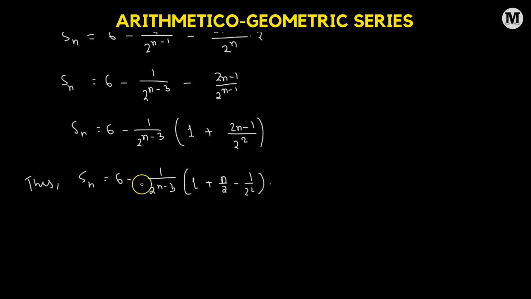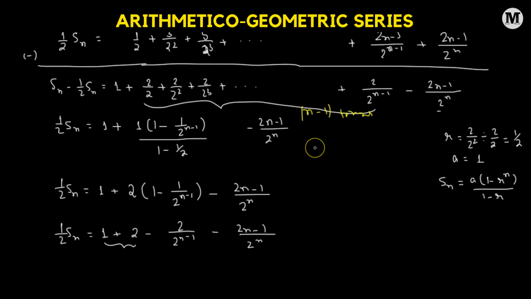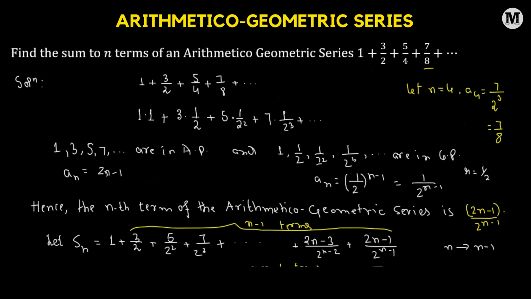Thus, Sn equals 6 minus 1 over 2 raised to the power of n minus 3, whole multiplied to 1 plus n over 2 minus 1 over 2 squared. That's going to be the sum to n terms of the given arithmetico-geometric series.